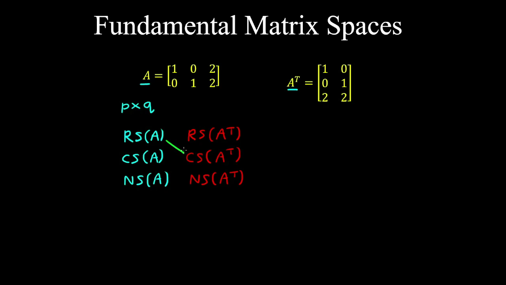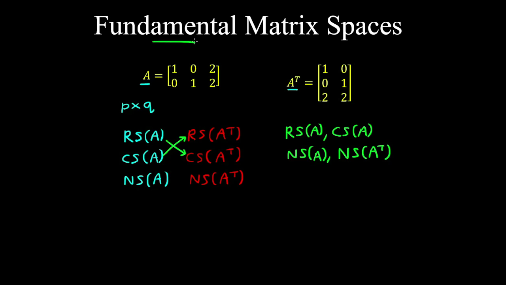Now given the row space of A is the same as the column space of its transpose, and similarly the column space of A is the same as the row space of its transpose, we have 4 distinct vector spaces, being the row space of A, the column space of A, and a null space of A, and a null space of its transpose. So these 4 distinct vector spaces are called the fundamental spaces of the matrix A.